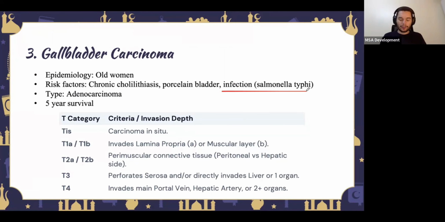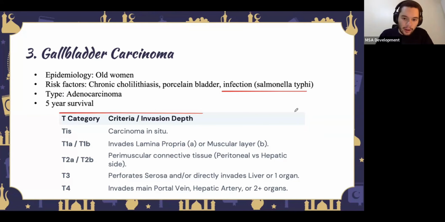I think now, if I recall correctly, the SAQ that we got was a patient, what are the risk factors for gallbladder carcinoma? You could write older age, you could write female as a gender, then chronic cholelithiasis, porcelain bladder, salmonella infection, all of those are risk factors for gallbladder carcinoma. It is usually an adenocarcinoma, and there is a 5-year survival from onset of diagnosis.